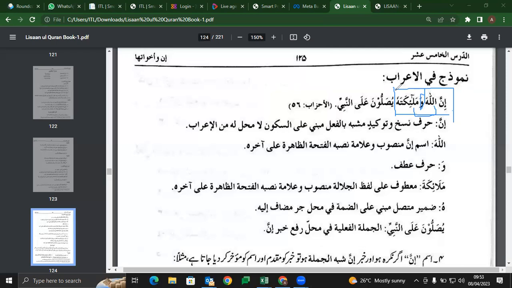Yusalluna is a verb, so it is jumlatul fi'li. Its khabar is jumlatul fi'liya. And then you have ala nabi. You have a shibhu jumla. Ala nabi, shibhu jumla. Makes sense.